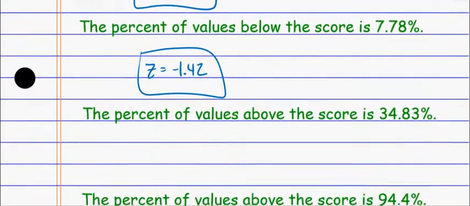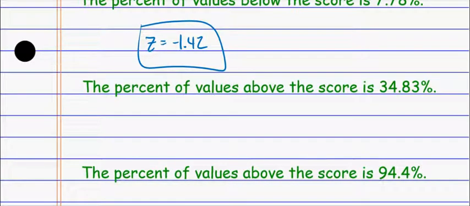When I look at the next one, it says the percent of values above the score is 38.83. Here's the thing: before I run over to my z-chart, because this is above the score, remember the z-chart gives me the percentages below the score, so I need to convert this. If above the score is 38.83, I'm going to have to subtract that from 100. 100 minus that will give me the number of data values below the score. That's the way the z-chart is designed. It's showing all the values below that score. So when I go searching, I need to be talking about the values below the score.